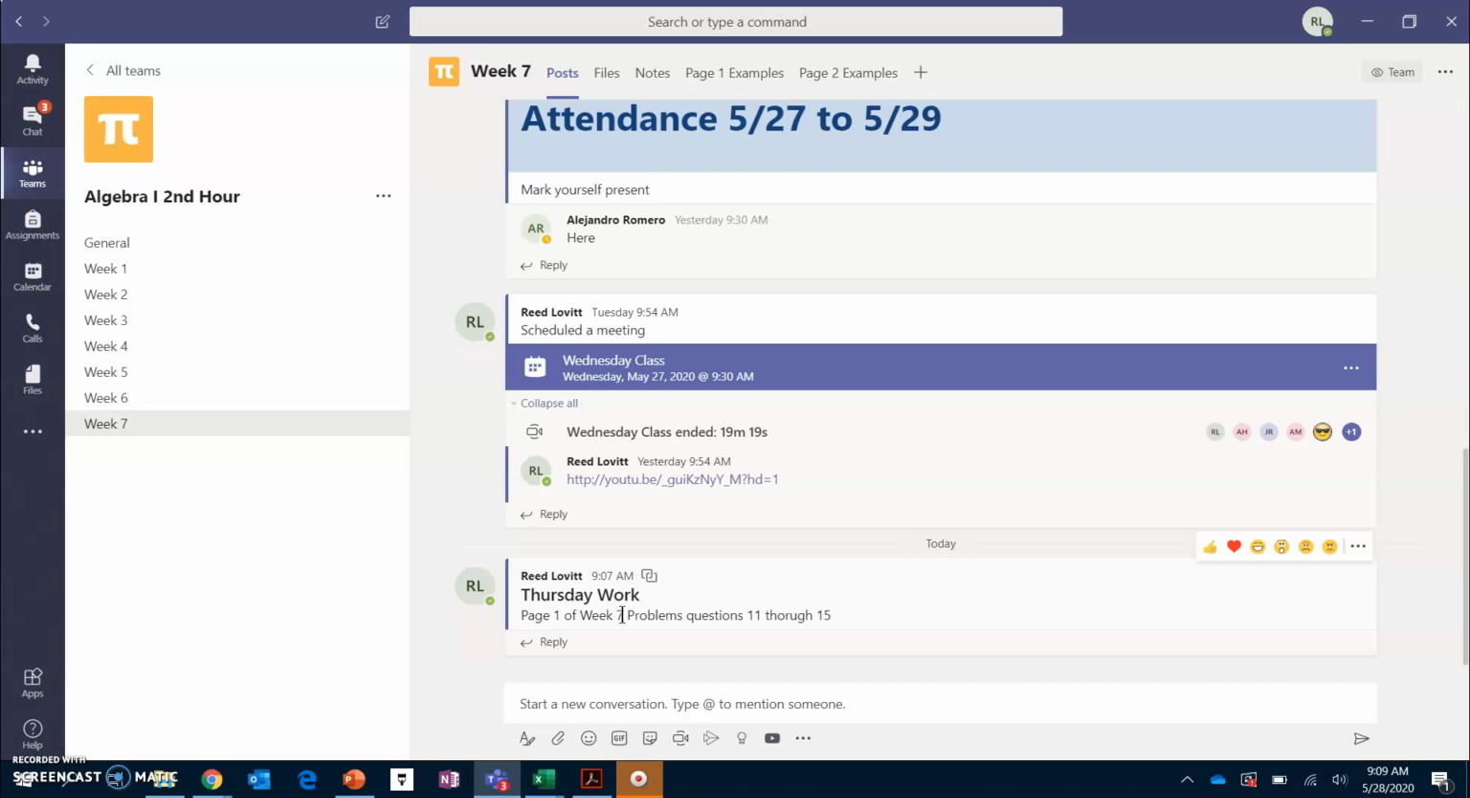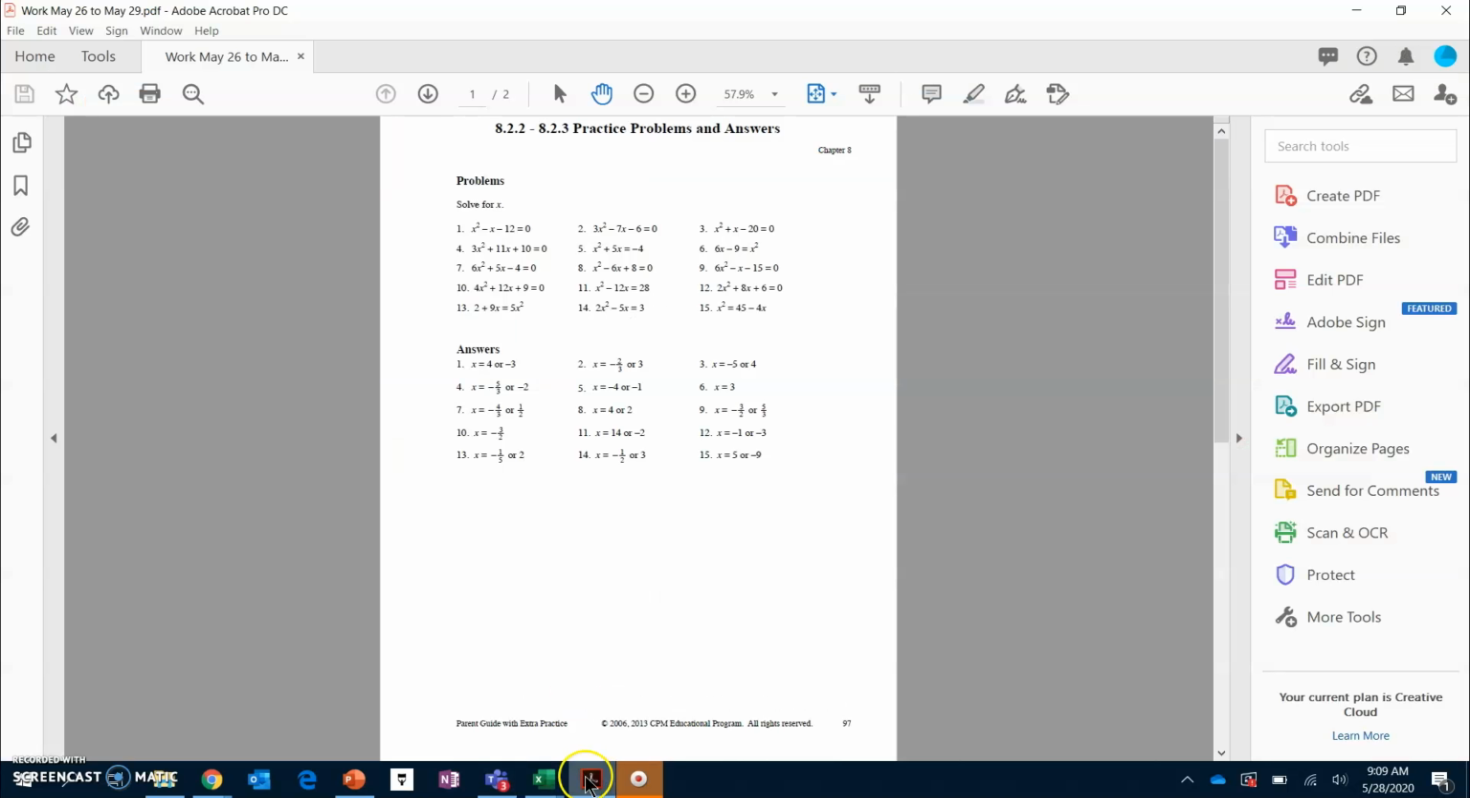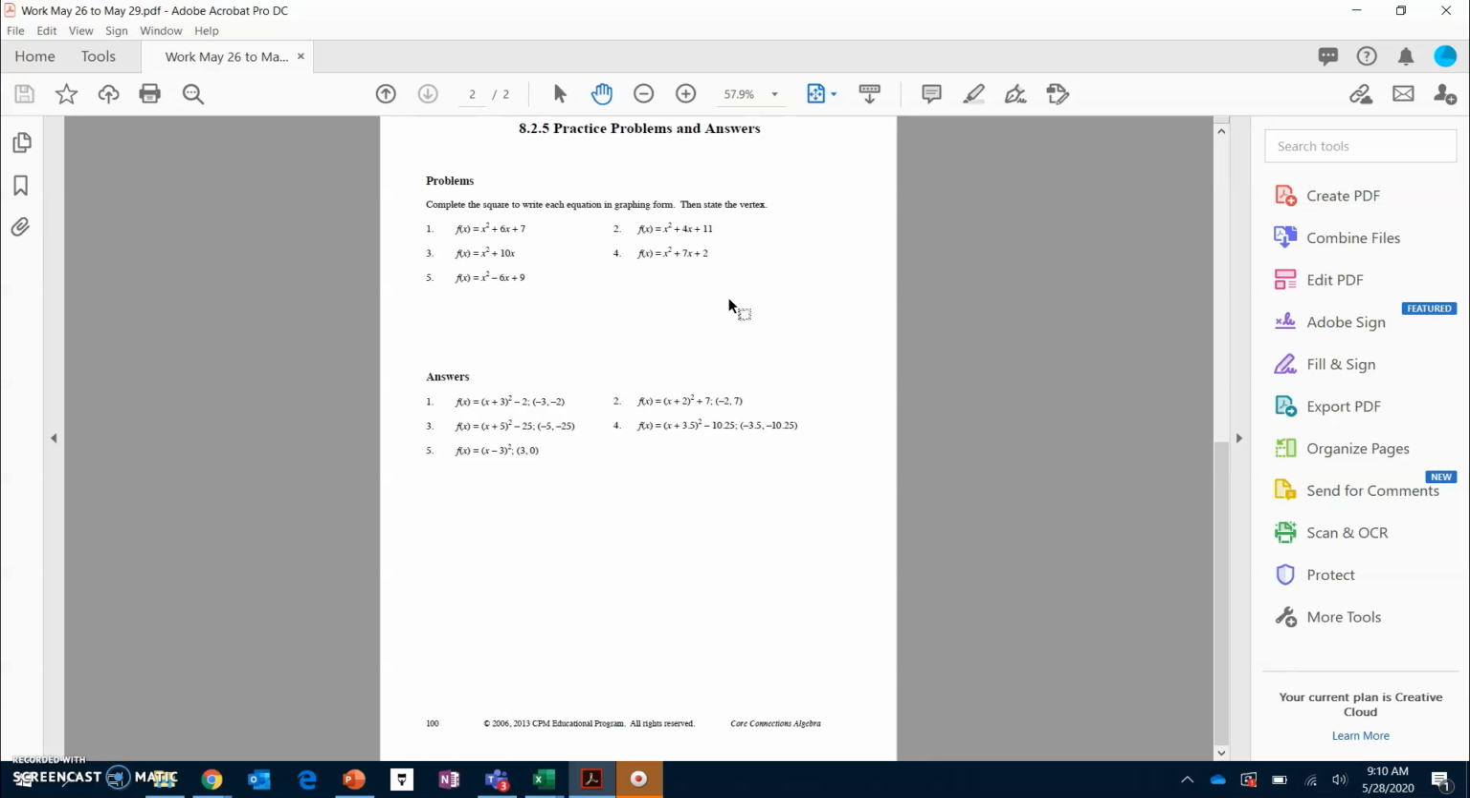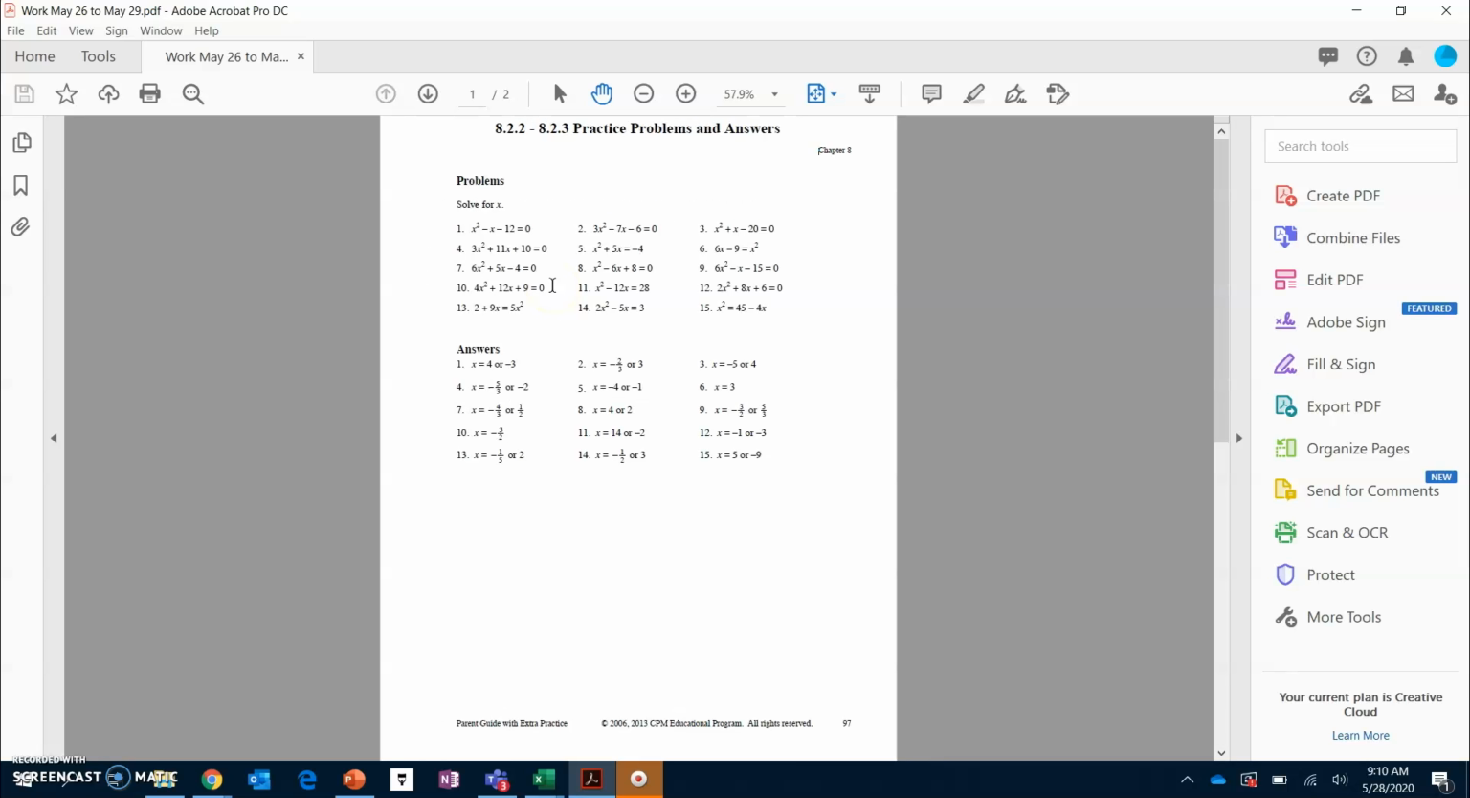By the end of today, looking at page 1 of the homework, we're doing 11 through 15, so we should be done with page 1. This is a really important skill that we're going to need for the rest of our high school mathematics career, knowing how to factor and solve equations using the zero product property. Then tomorrow we're going to be moving on to graphing. So that's what the week will look like.